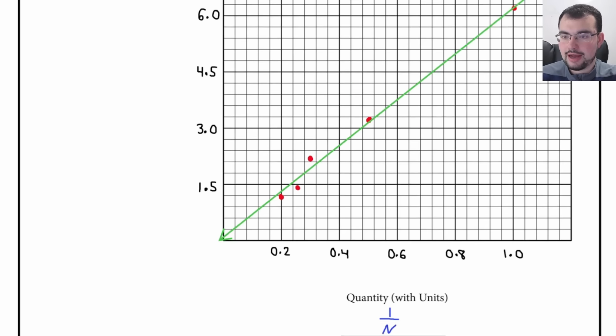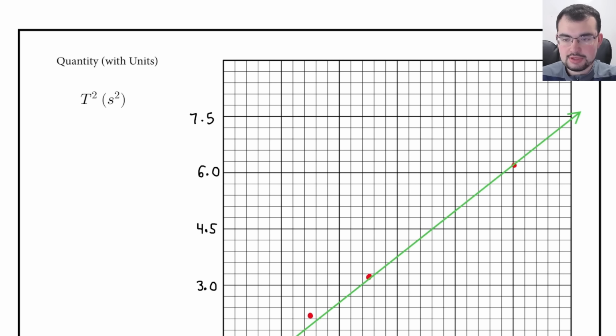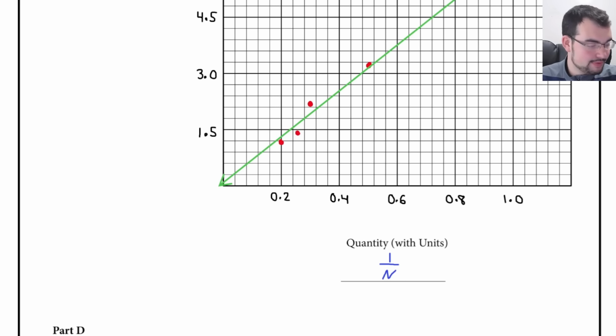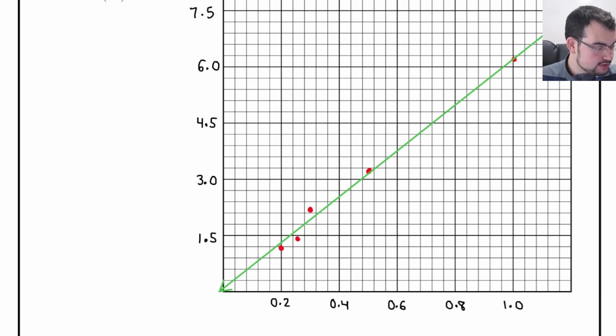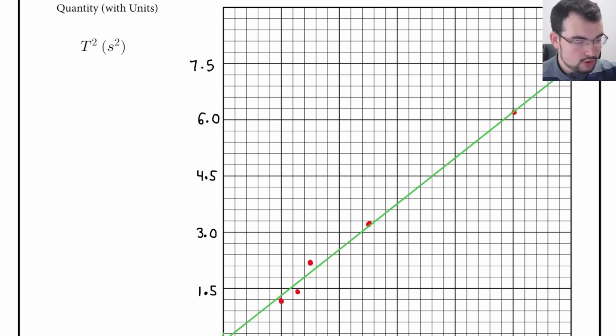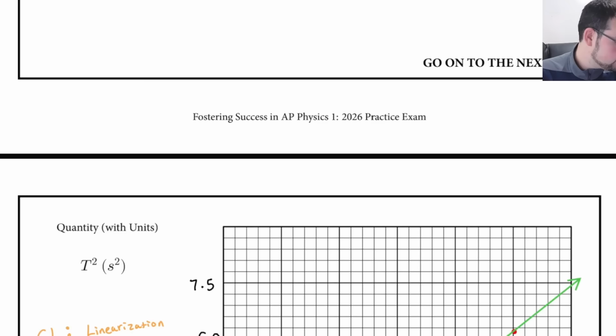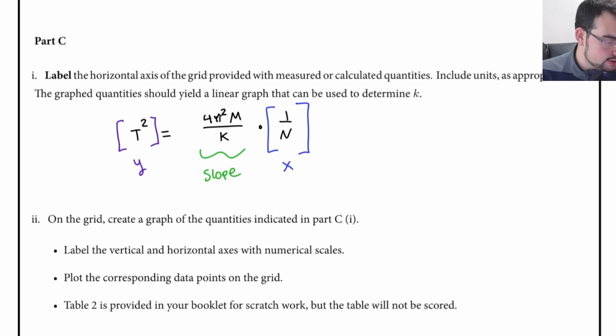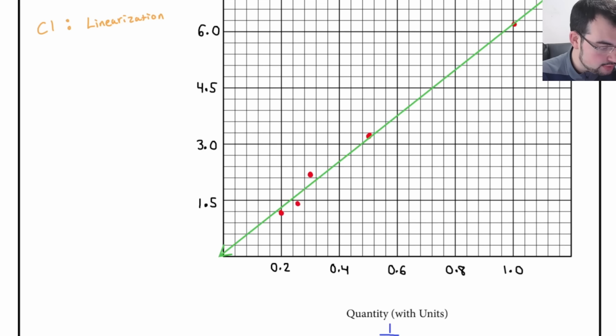All right, here's our axes. So t squared was set up for us. 1 over n has no units. So here's how you get your C points. The only really missable point here should be C1. C1 is for your linearization, meaning did you pick something that's actually linear? And I did, because t squared was proportional to 1 over n. So that's why I graphed 1 over n.